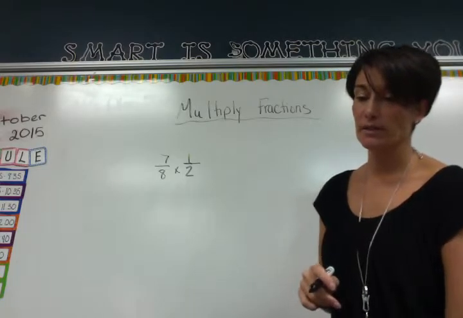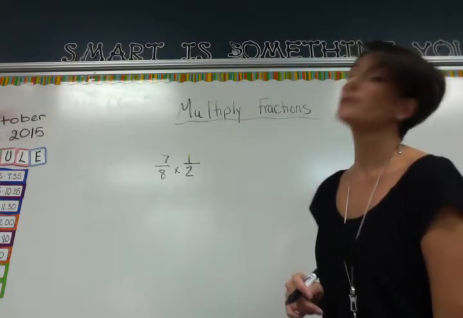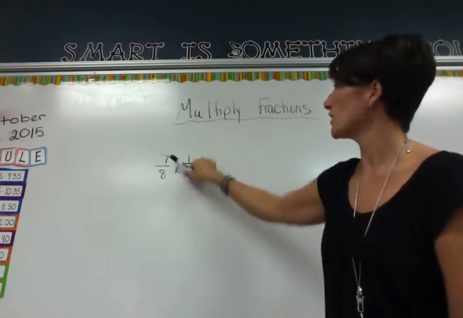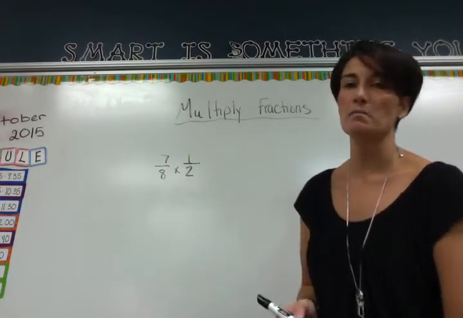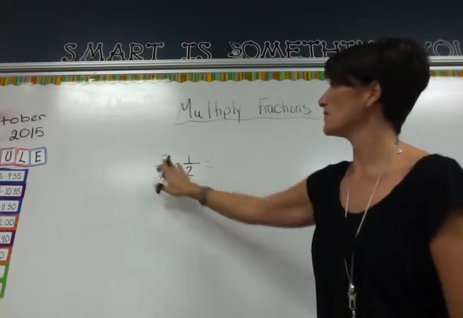So the first thing I'm going to do is look for simplifying. I'm going to look at my 7 and 2 and see if I can simplify, which I can't. I'm going to look at my 8 and 1, and I can't. So again, I'm just going to multiply across.